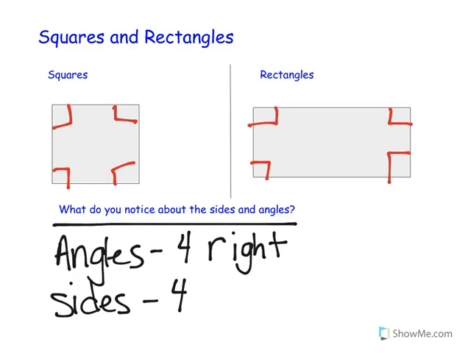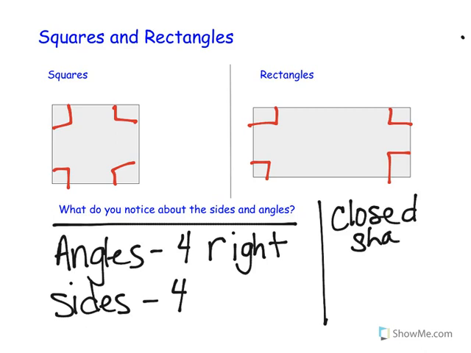Awesome. Okay. What else do you notice, Cody? I noticed that they're all enclosed shapes. They are all closed shapes. I love that you noticed that. Izzy? They're both parallelograms. Ooh, what is a parallelogram? It's a shape with at least two parallel sides.